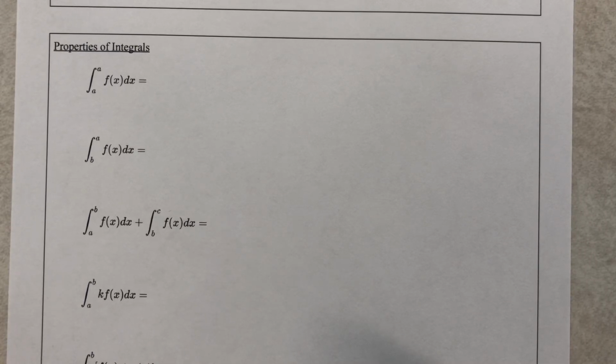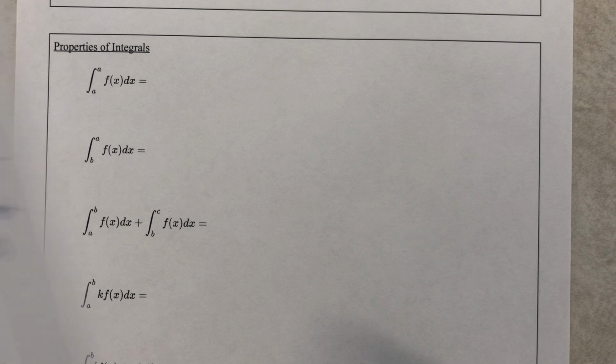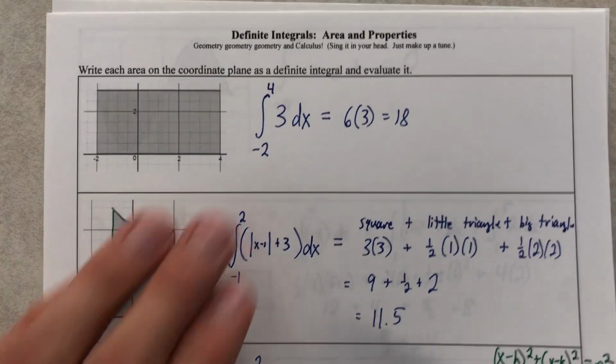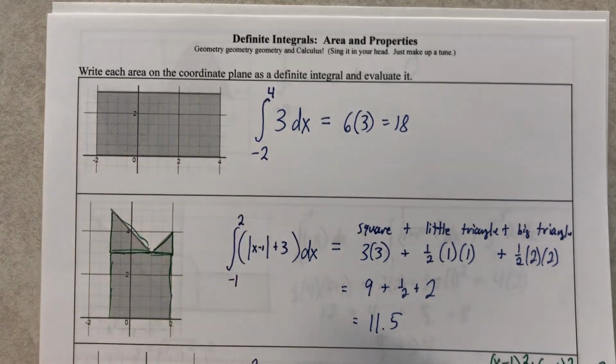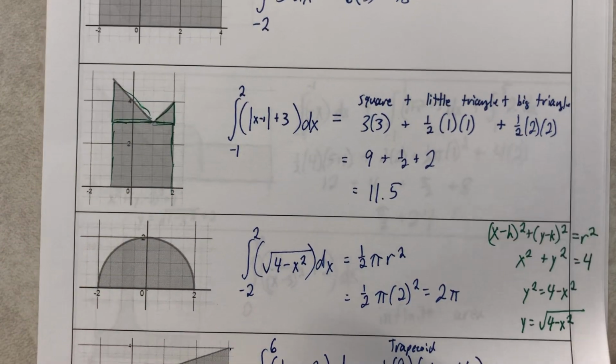Now we get to some properties of integrals. Okay, let's consider what an integral means and what it represents. We've discussed it, or at least shown examples of it. But an integral is a fancy way of saying, hey, let's find the area. Let's find the area from -2 to 4 of this function. Let's find the area from -1 to 2 of this function.